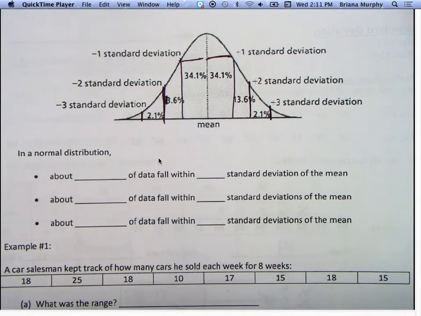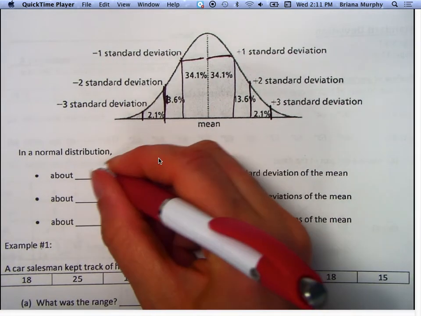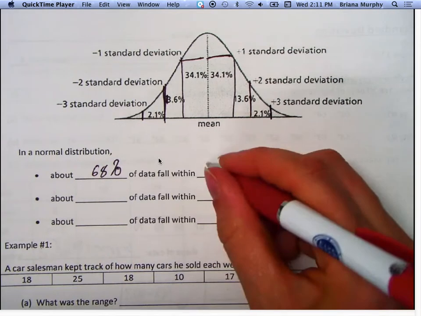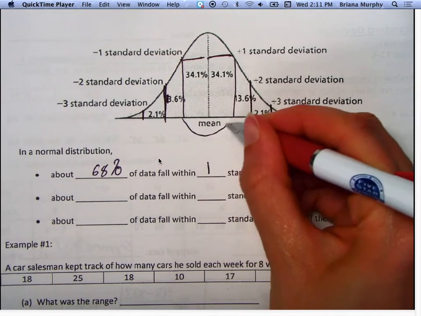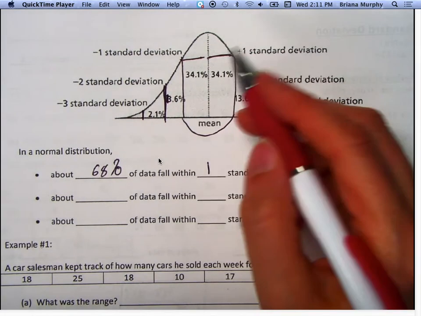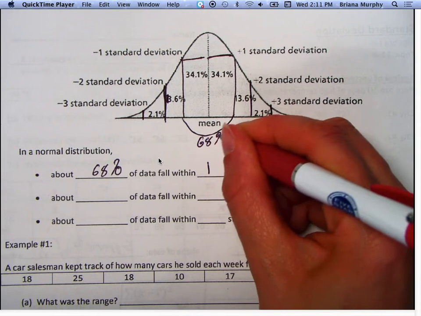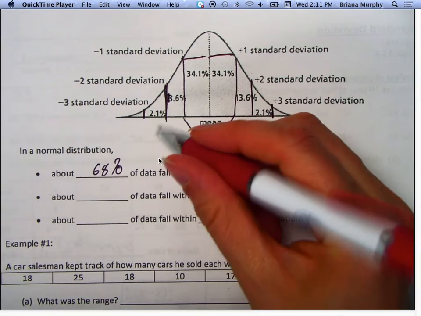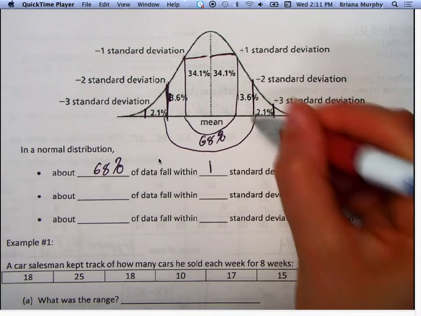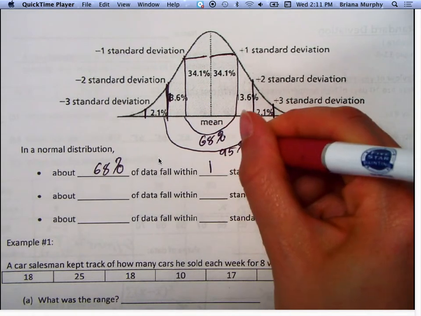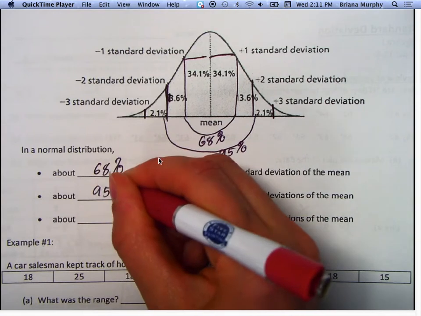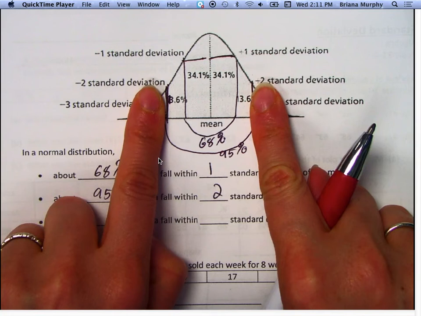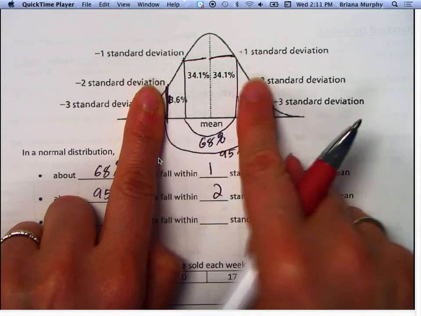Okay. So, about 68% of the data falls within 1 standard deviation. That's these two, because there's standard deviation 1 on each side. This is 68% of the data. Okay. 95% of the data is between 2 standard deviations. See on each side? 2 standard deviations, 95% of the data is in here.